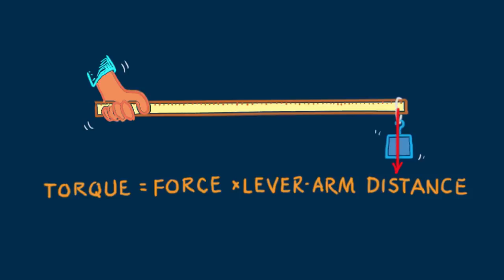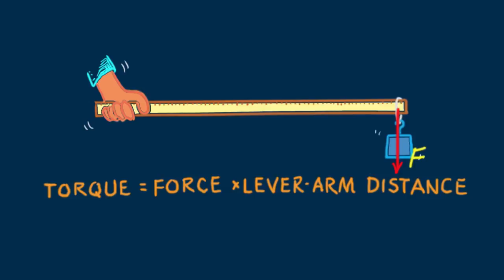In the first position, the distance between your hand and the hanging weight was less than when it was moved to the end of the stick. What has changed is the lever arm. When the lever arm is doubled, the torque, which you readily feel, is doubled.